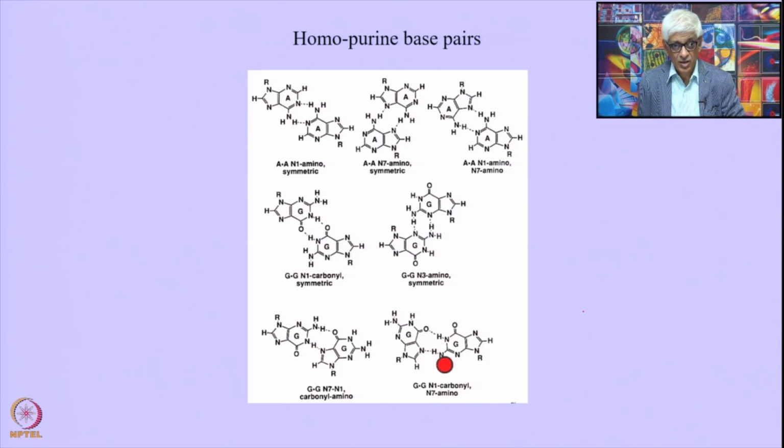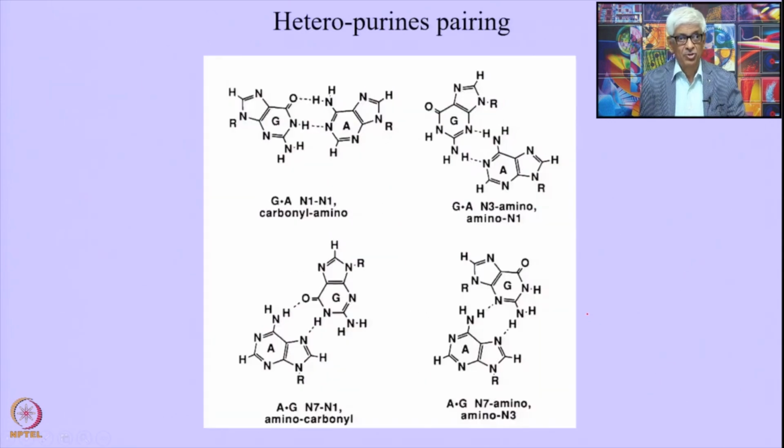Similarly GG N1 carbonyl N7 hydrogen bond. So N1 is where? This is the N1, N1 is bonded to the oxygen here, and this N7 is going to the amino. So this is the N1, there is the amino proton on the G, this G amino is hydrogen bonded to the oxygen, whereas this nitrogen is hydrogen bonded to the amino of the G. So these are GG base pairs. So you can have so many different kinds of base pairs, homopurine base pairs, we saw AA base pairs, and then we have the GG base pairs, different possibilities of hydrogen bonds.